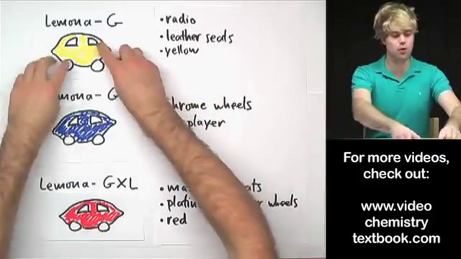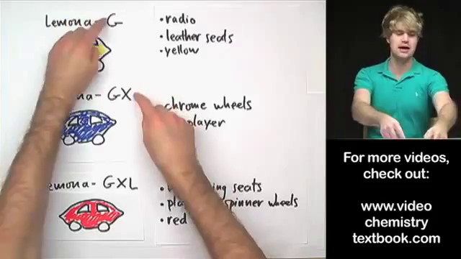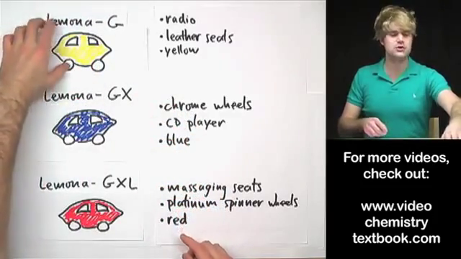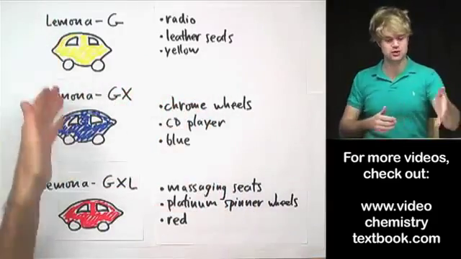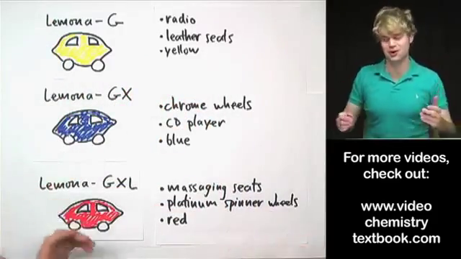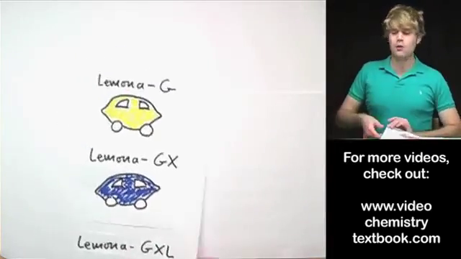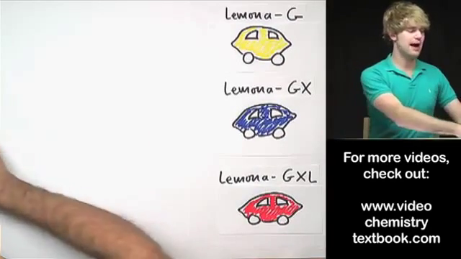So it doesn't matter what color it is, and it doesn't matter the various options that you get in these models, the GX or the GXL. What matters is that they all have this particular shape. That's what makes a Lamona a Lamona. So we have these 3 different models. I want to use this analogy now to talk about the same thing but with atoms.